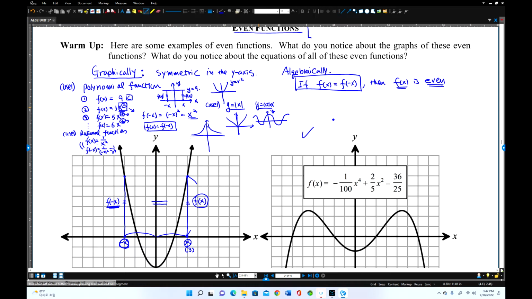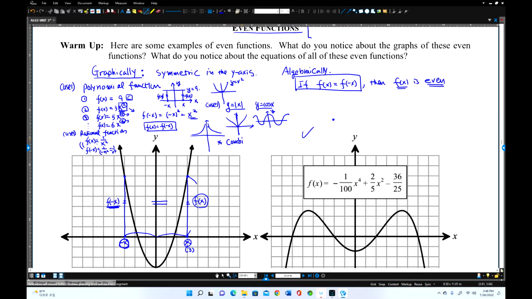The polynomial functions which have variables with even exponents are all even functions. Rational functions, especially 1 over x squared, something like that, are even functions. Absolute value of x is even. Y equals cosine x, the trigonometry function, is even. They are all even functions. Over here, one more.